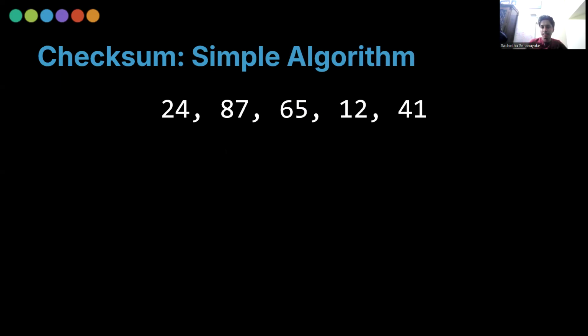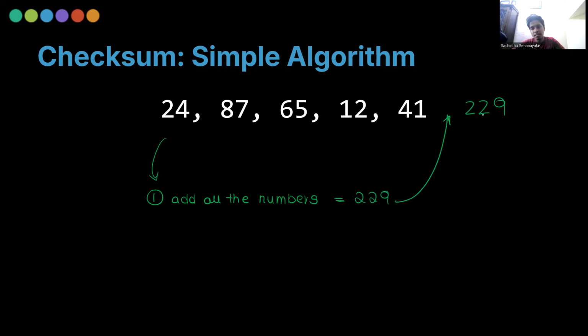A simple algorithm for checksums could include these five data items: 24, 87, 65, 12, and 41. Let's say that we are using a checksum algorithm where step 1 is to add all the numbers. Let's add all the numbers, shall we? 24 plus 87 plus 65 plus 12 plus 41. You end up getting 229. You attach that to the end of your message, 229. Some checksum algorithms involve modulus operations as well, but we're keeping it simple. You add the numbers and you attach the sum to the end.